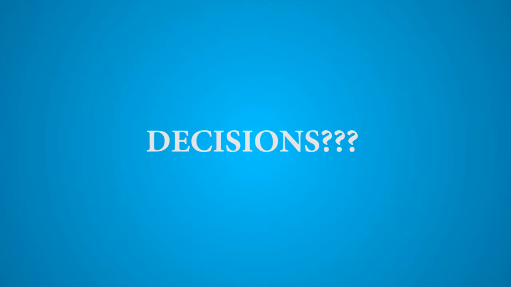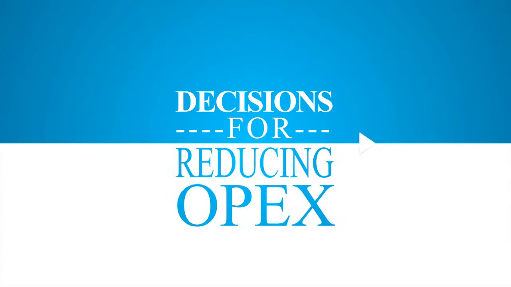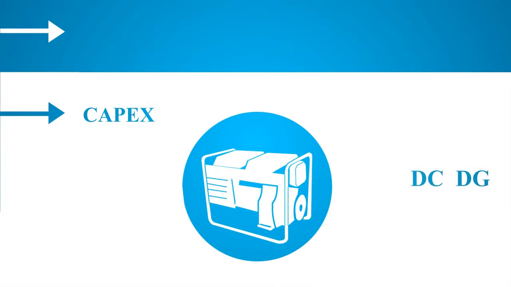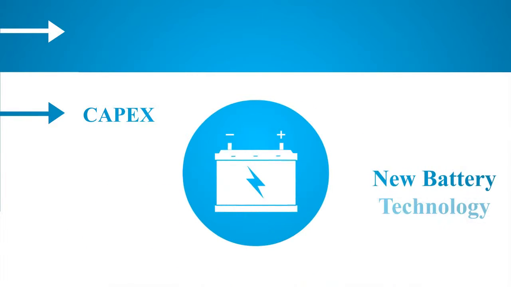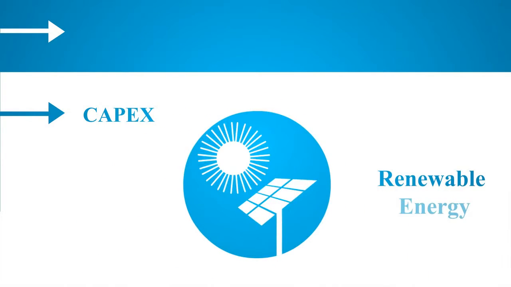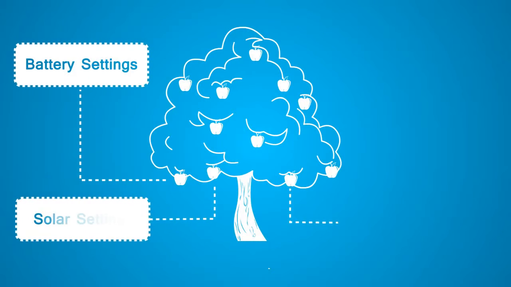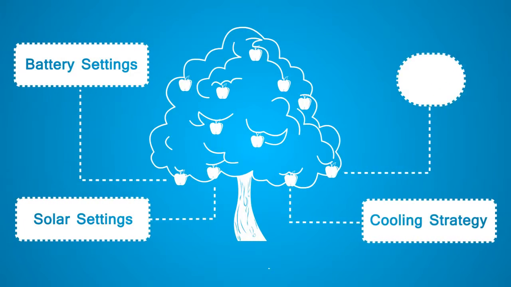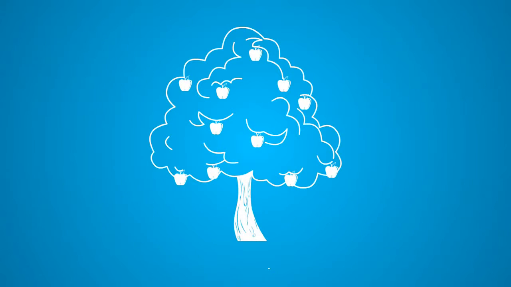We need to take focused site-specific decisions. What decisions are we talking about? Well, decisions taken for reducing OPEX can be classified into two categories. Some of them are CAPEX-based, like DCDG, FCU, new battery technologies, deployment of renewables, etc. While the second category involves tweaking the operating strategy. This involves changing the operational settings of equipments at the sites. These are like low-hanging fruits, which have the potential to deliver significant savings without any cost.